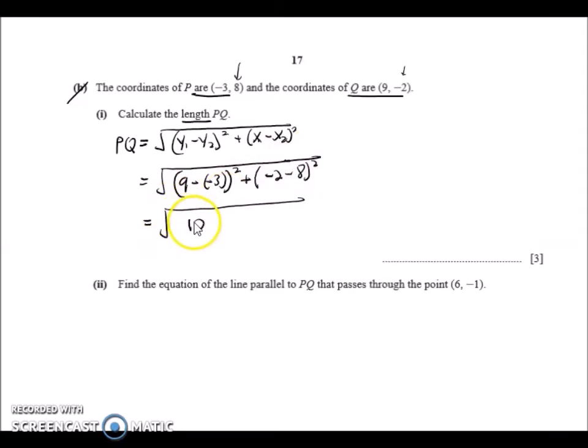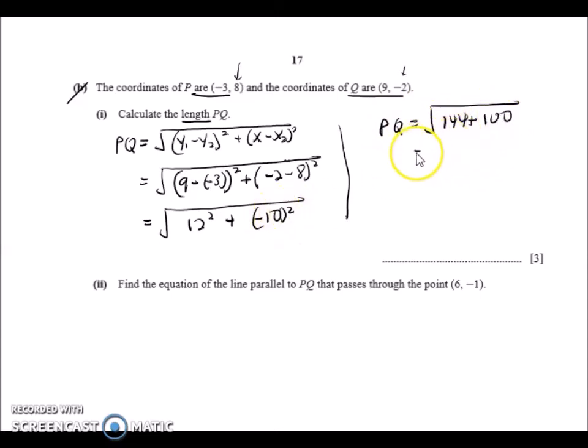Here you are getting 12, you square it. Then you plus again, you get negative 10, and negative 10 squared. We simplify this: PQ squared is 144 plus 100, and we are getting 244. The square root of 244 gives your answer, 15.62. Okay, 15.62, and this is your 3 marks over here.